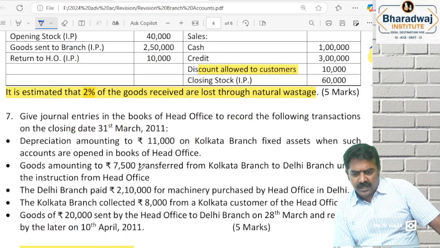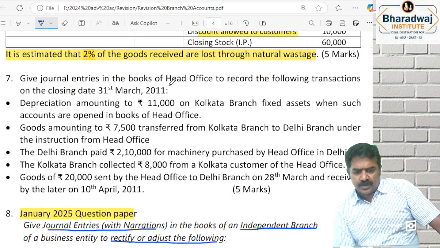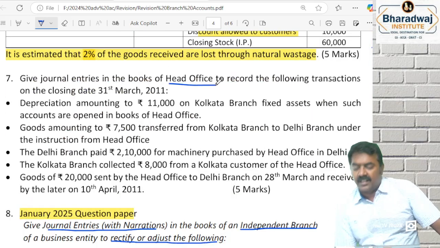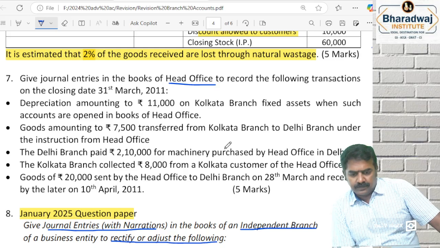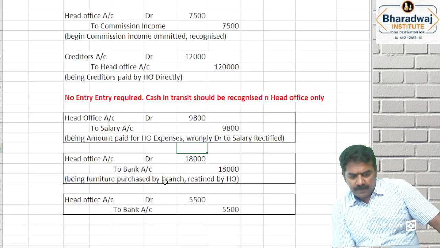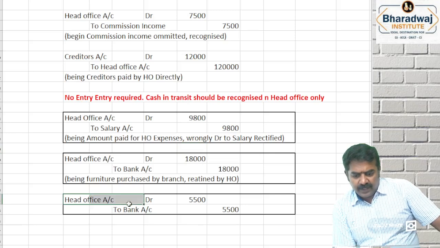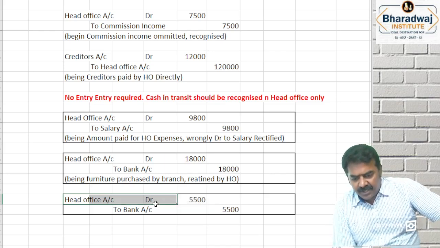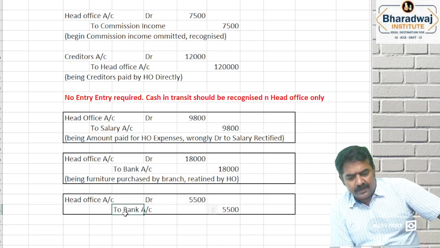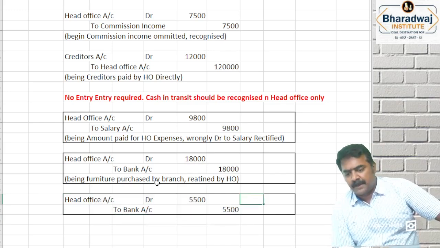Now what I request is, try the next question in the books of head office. Record in the books of which one? Head office. Why this head office account debit to bank? This 5,500 is spent for other branches. We'll charge it to head office. Head office will again assign to other branches.